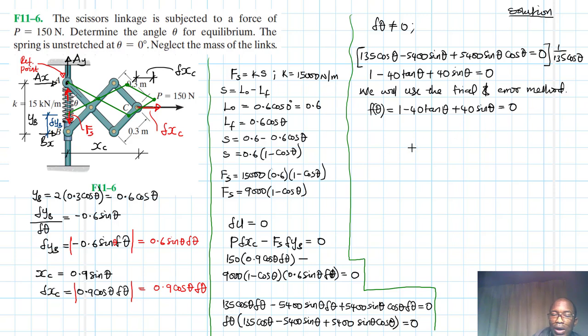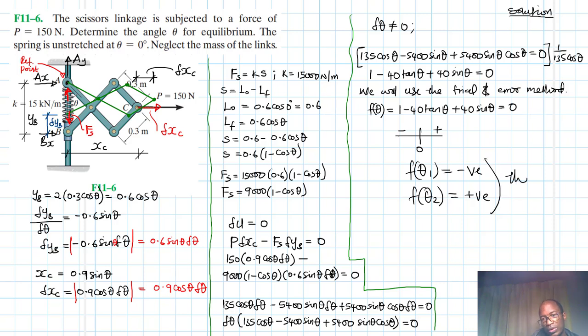So we are going to draw up a number line, with negative and positive. The idea is to find two angles: one angle, we call it theta 1, gives us a negative value, and another angle gives us a positive value. Then we'll know that the solution lies somewhere in between.